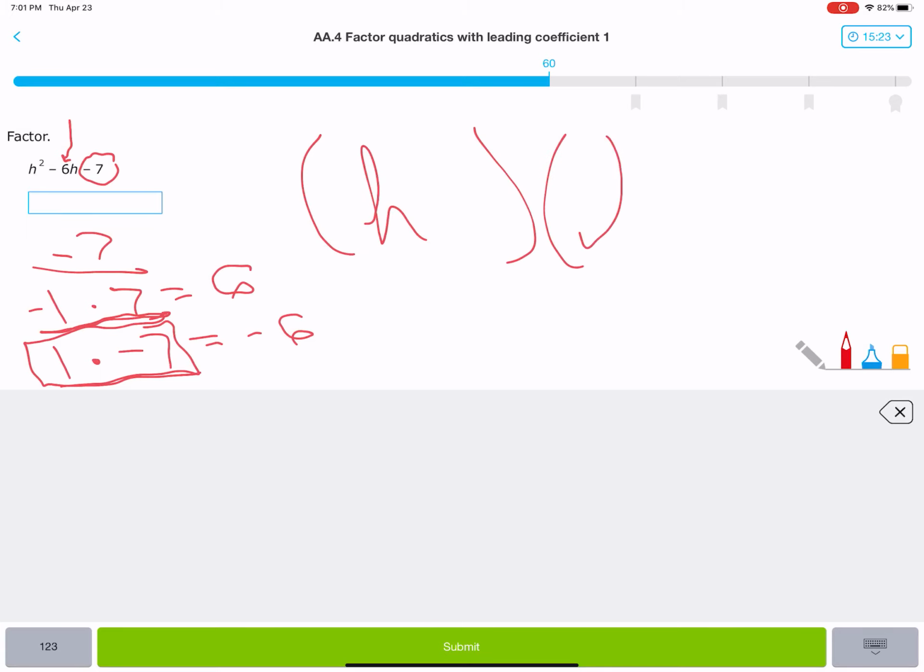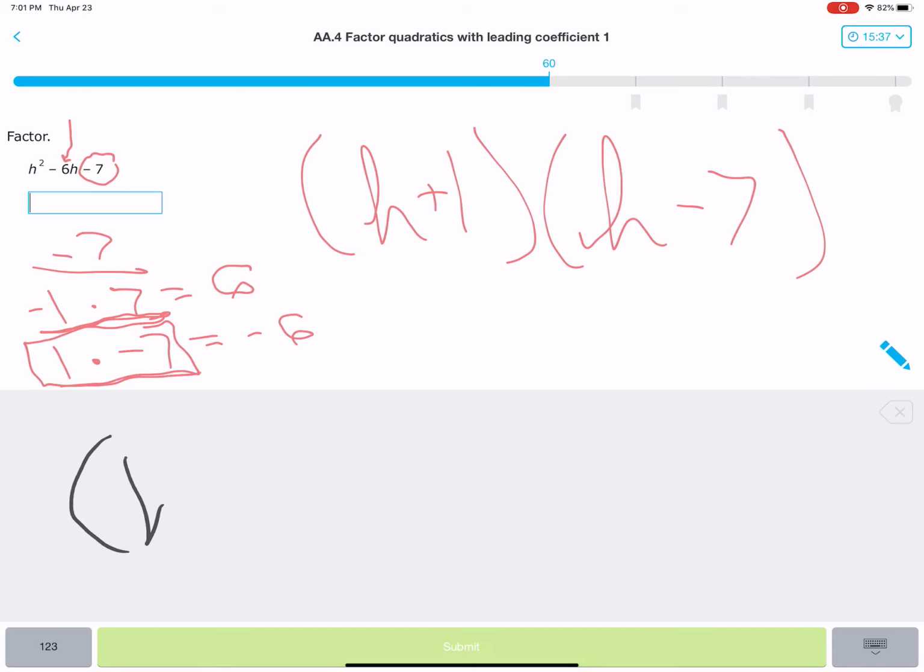I know it's h and h. I just said it was the bottom group, so I know it's a positive 1 and a negative 7. That gives me the negative 6. Let's try it out. H plus 1, h minus 7.